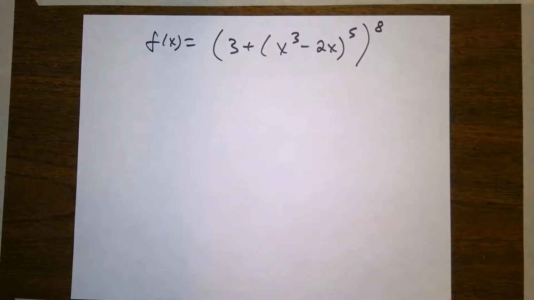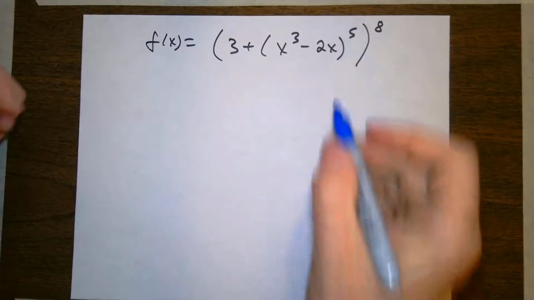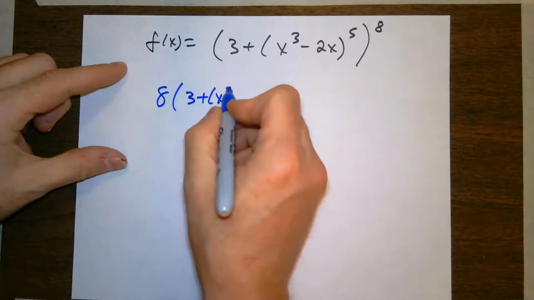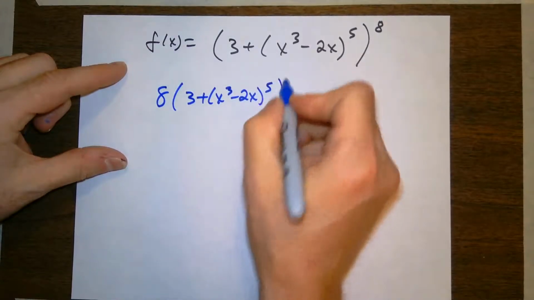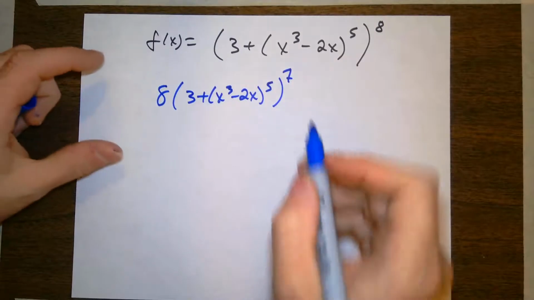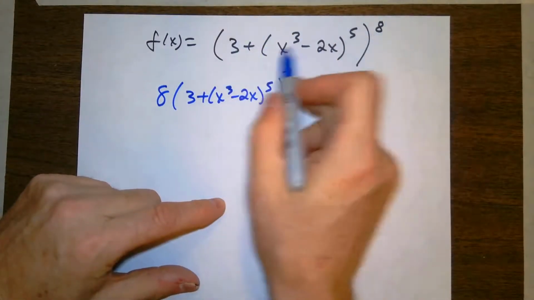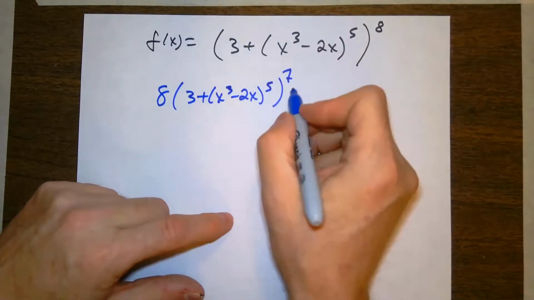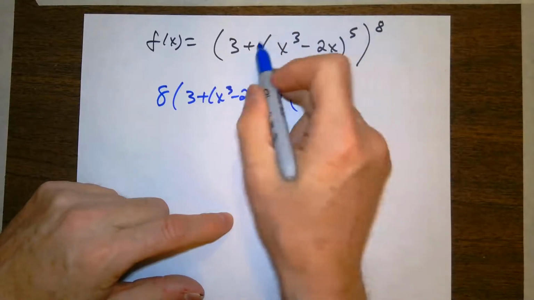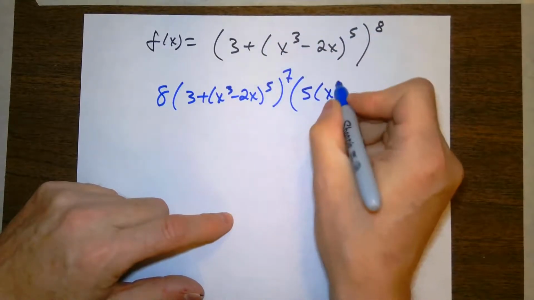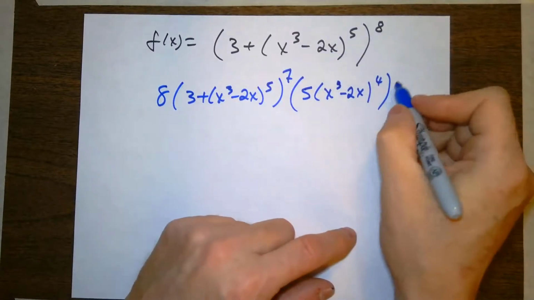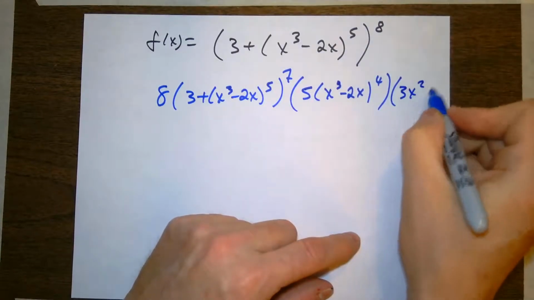Can you do it all in one go? So instead of using all the u's and the v's, let's take a look at this. I'm going to say that this is 8 times all of that stuff to the 7th power, times the derivative of the inside bit. Well, the derivative of 3 is going to disappear. What am I going to have left? Really just focusing on this: 5 times that to the 4th power. 5 times x cubed minus 2x to the 4th power times the derivative of that inside bit, 3x squared minus 2.